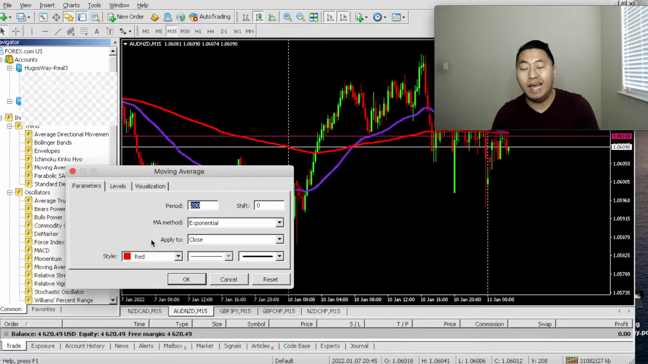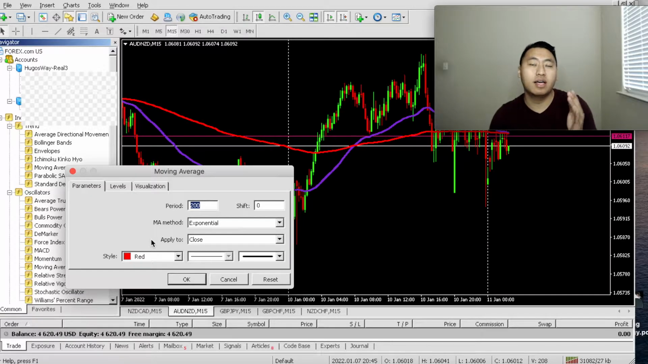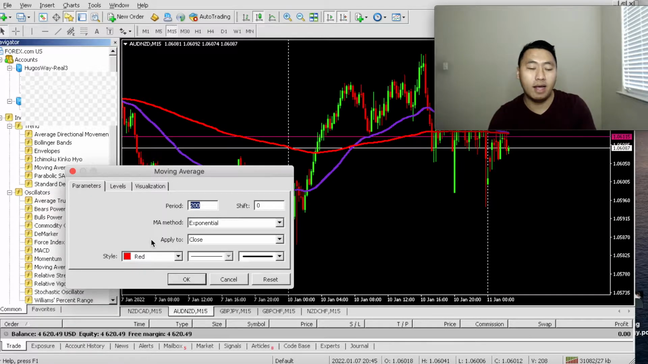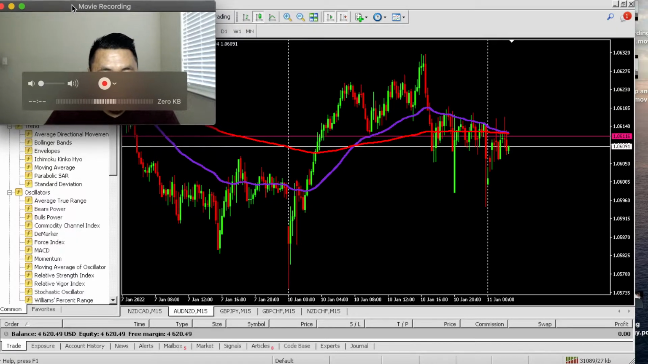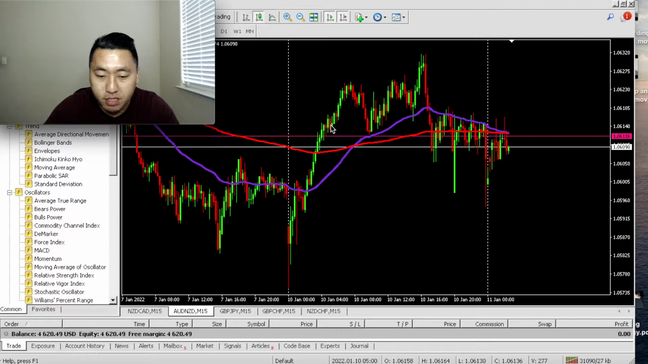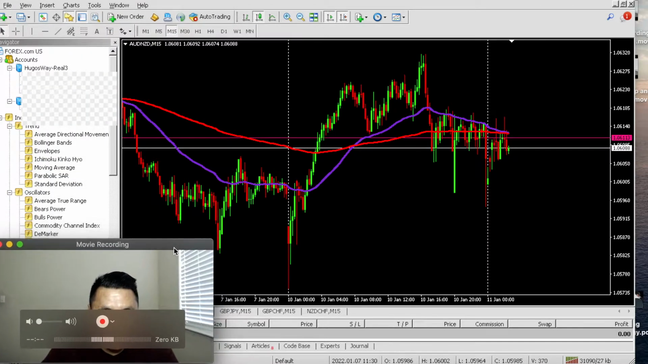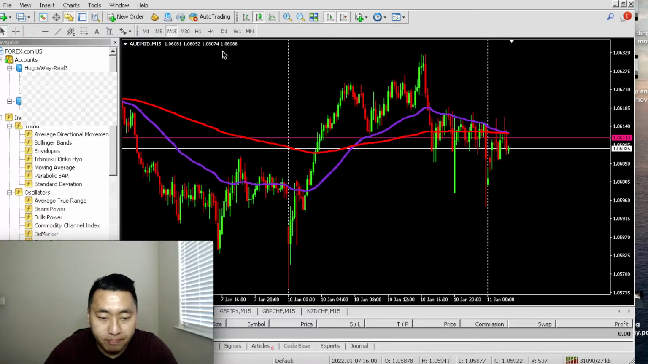So I like it when both of them are going in the same direction and price is either above or below. If you're trying to sell, I like it to be below both. If you want to buy, I like it to be above both. Okay, that's all it is with moving averages. Once price breaks it, I would like to look at multiple time frames.